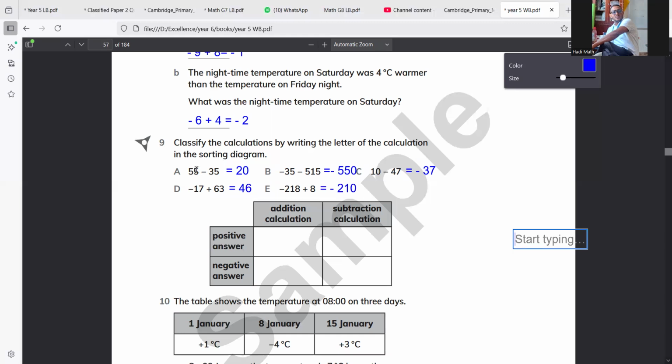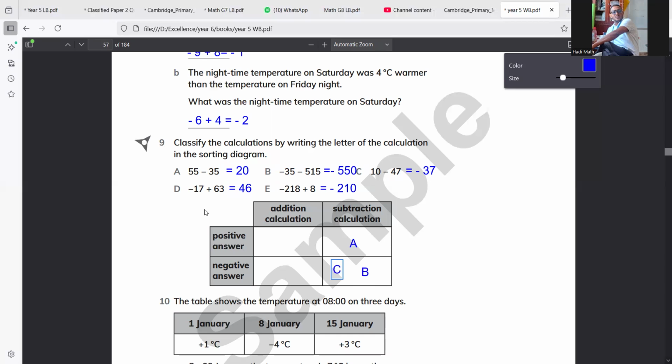Like this one is a subtraction calculation because there's a minus. And the answer is what? The answer is positive because it is 20 positive. So A is going to be here. Then B is a subtraction calculation, and the answer is negative, so you go down and put B here. Go to C, this is also a subtraction calculation, and the answer is negative. So C is also here.